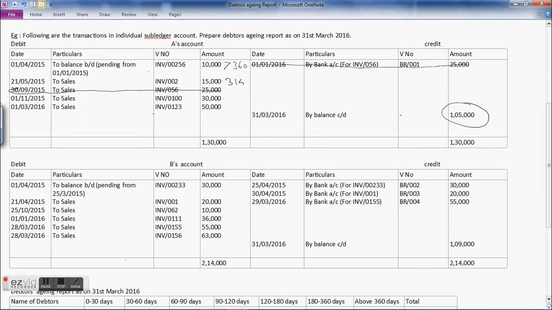So let's calculate. It has 30 days of November, then 31 days of December, then Jan 31 days, Feb 29 days since it's a leap year, and 31 days of March up to 31st March 2016.